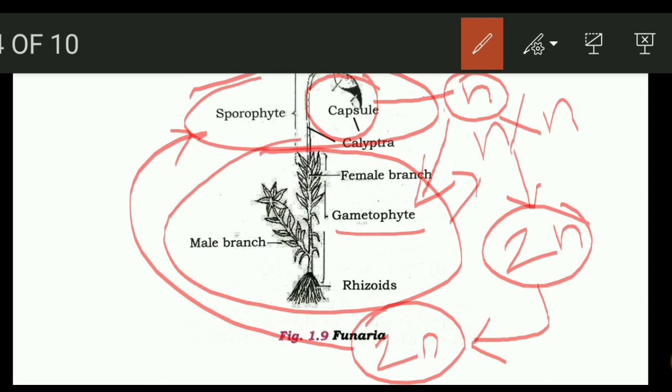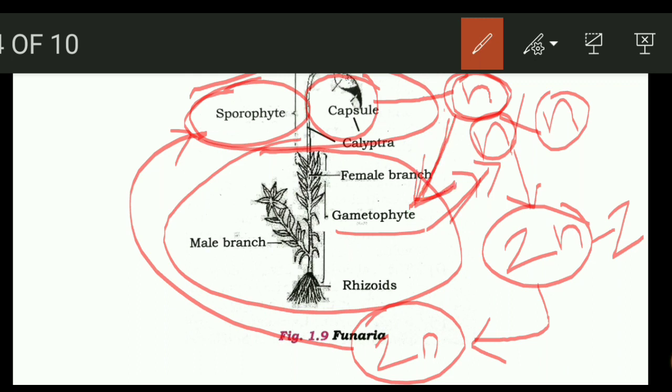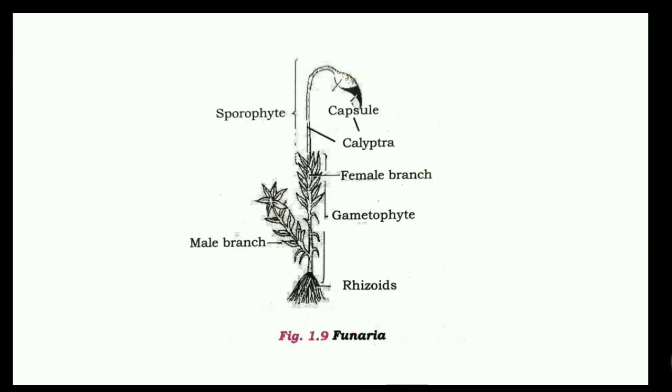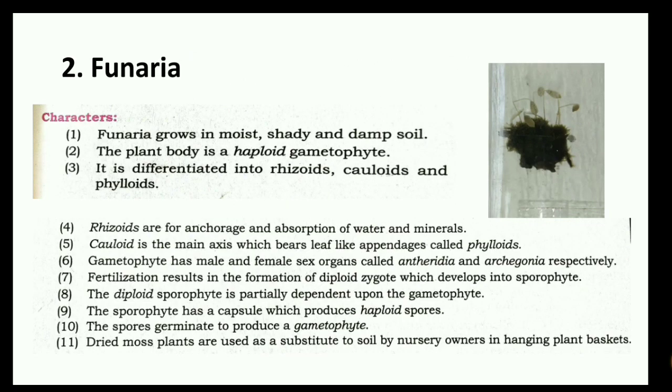Gametophyte produces male and female gametes. These male and female gametes fertilize to form a zygote. This zygote multiplies to form a sporophyte. The sporophyte produces haploid spores. The haploid spores germinate to form a gametophyte again. So this cycle continues. This particular phenomenon is called alternation of generation. So here the sporophytic stage is dependent upon the gametophytic stage.